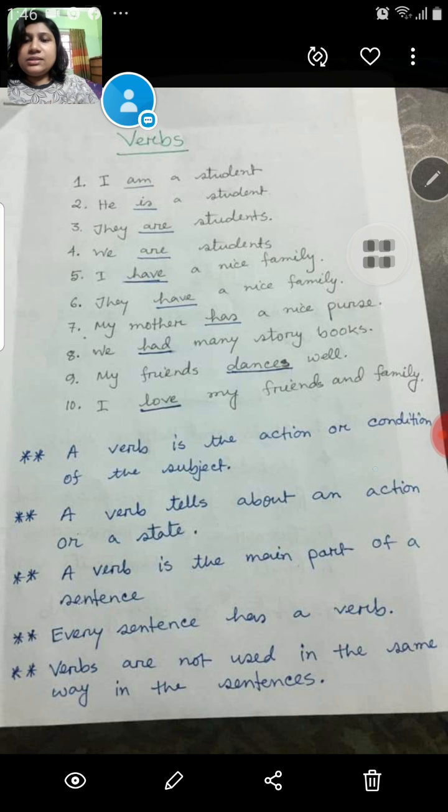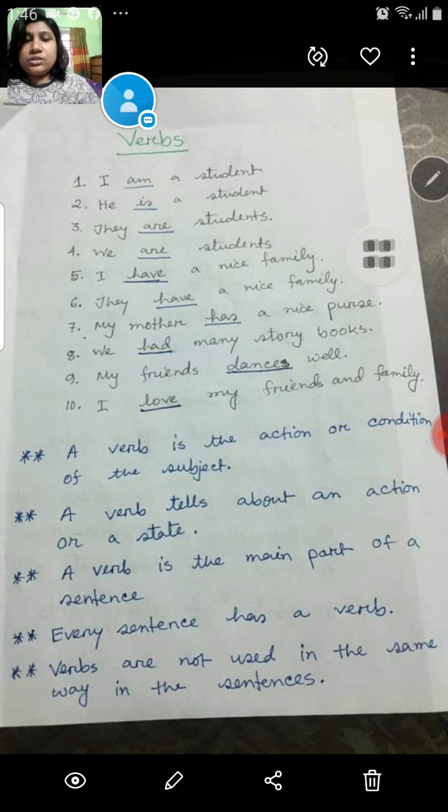Okay, then you can see a verb is the main part of a sentence. Definitely, a verb is the main point of the sentence. So every sentence has a verb. Without a verb, a sentence cannot be made. Okay, my dear students, I hope you are understanding.